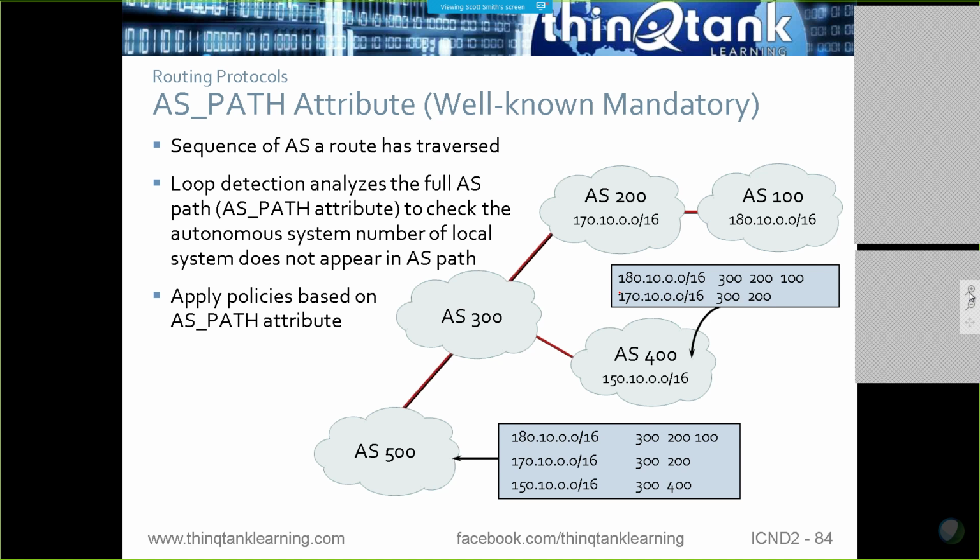The first attribute we're going to look at is the AS Path attribute. This is defined as a well-known mandatory attribute. Now, what does that mean? Every BGP router has to use this attribute. And if this attribute is not included in the update, then the update is going to be ignored. In other words, every BGP router knows what this attribute is. You can pretty much think of the AS Path attribute as a hop count.